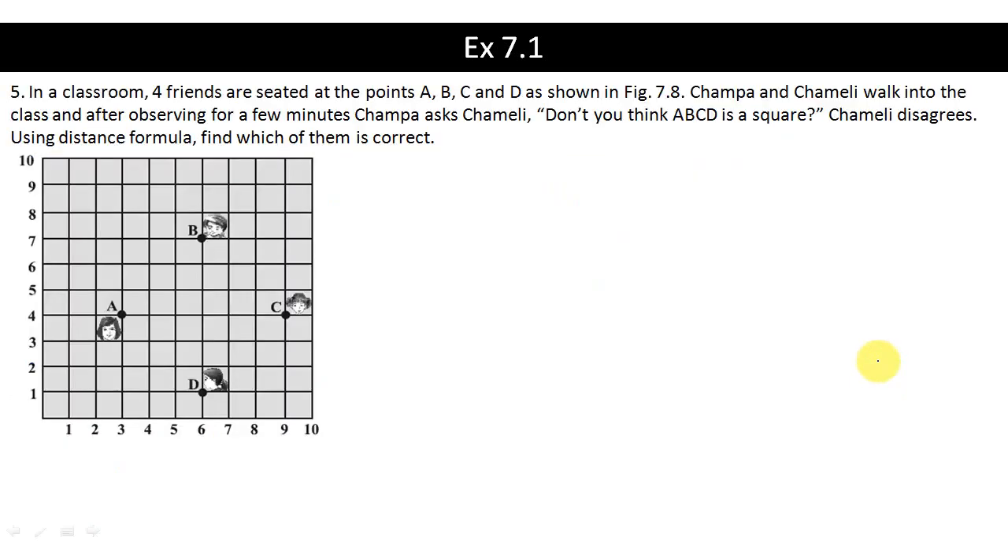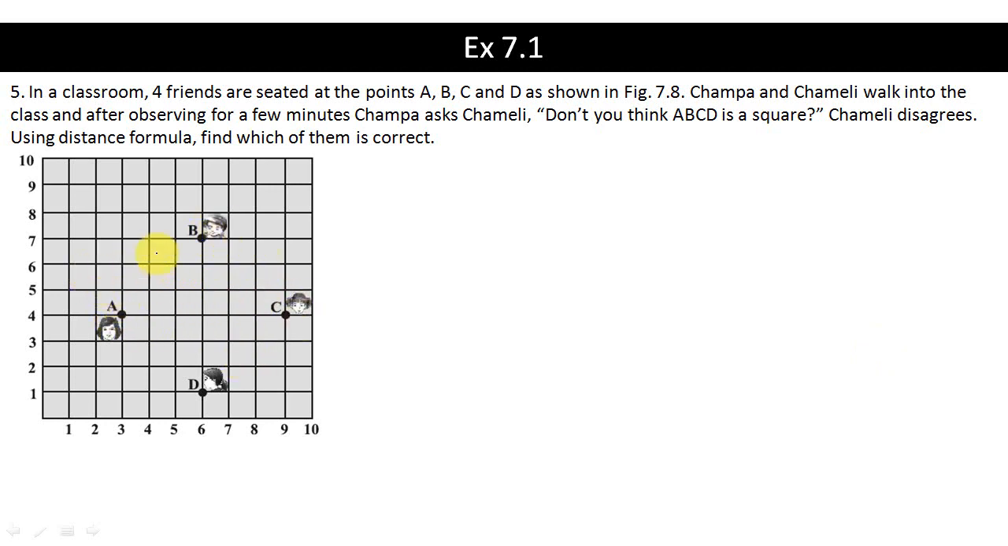Question number 5. In a classroom, 4 friends are seated at the points A, B, C, D as shown in figure 7.8. Champa and Chameli walk into the class, and after observing for a few minutes, Champa asks Chameli, "Don't you think ABCD is a square?" Chameli disagrees. Using distance formula, find which of them is correct. So we have to check whether ABCD is forming a square or not.